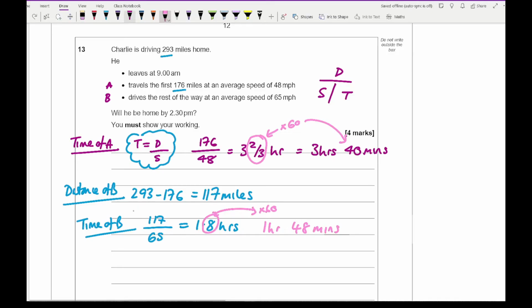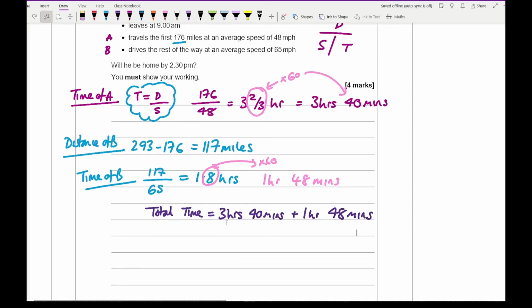So from this, what you can then do is work out the total time, which is 3 hours, 40 minutes plus 1 hour and 48 minutes. And again, there's a couple of things you could do to work that out. You could either work it out manually or you could use your calculator.